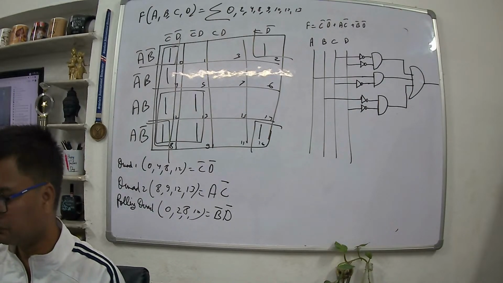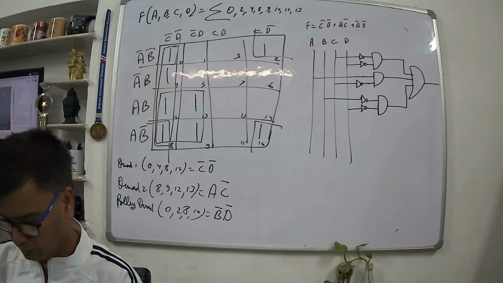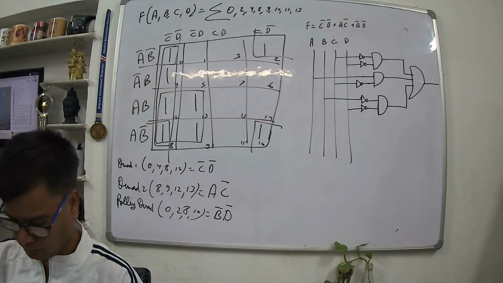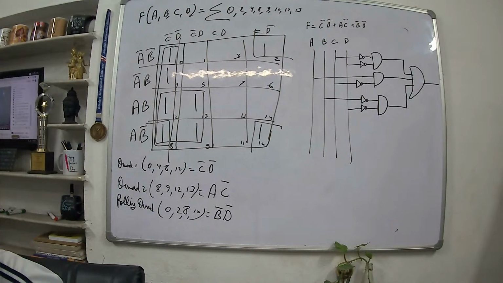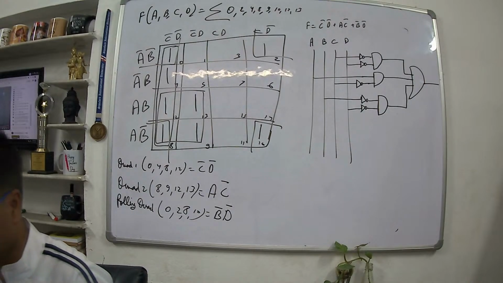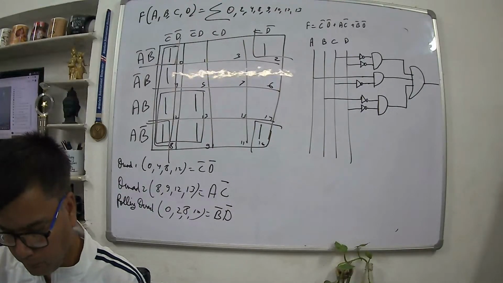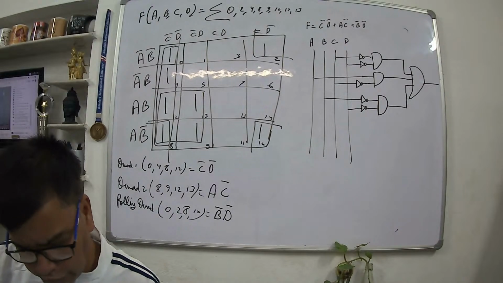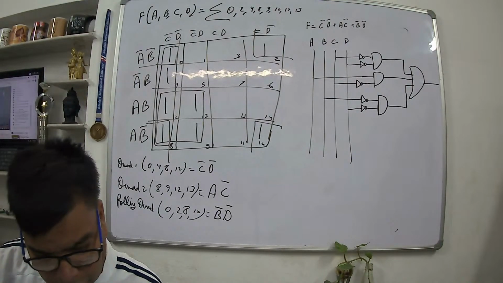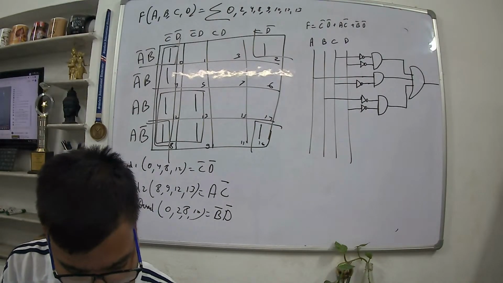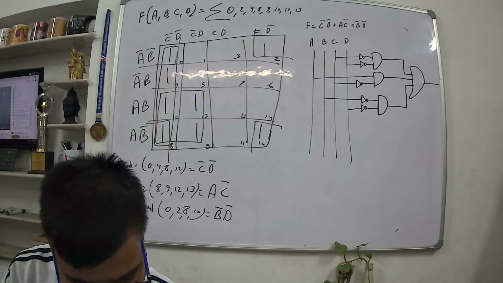K-map. Okay, I repeat. Okay, so this is right. Yes, okay. So I hope SOP is clear. Should I solve one POS also? Yes, POS also.